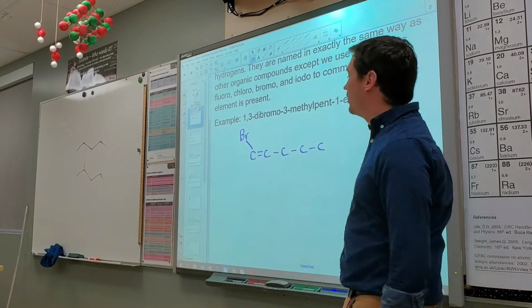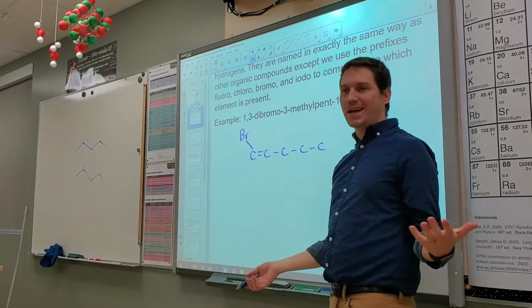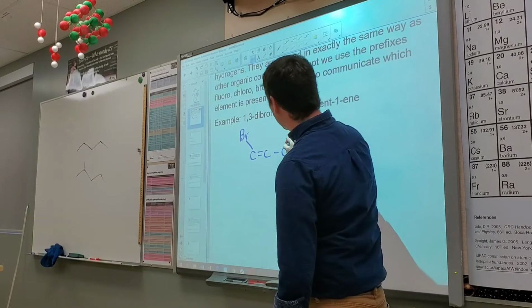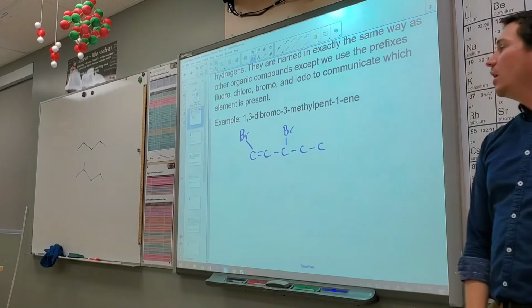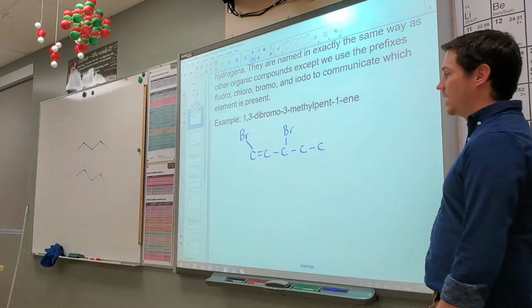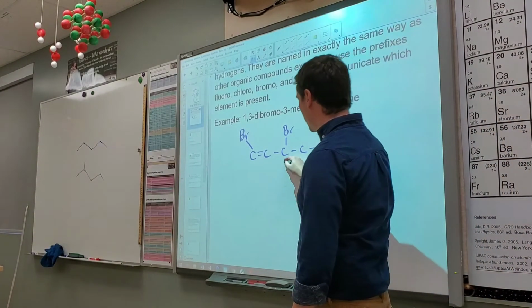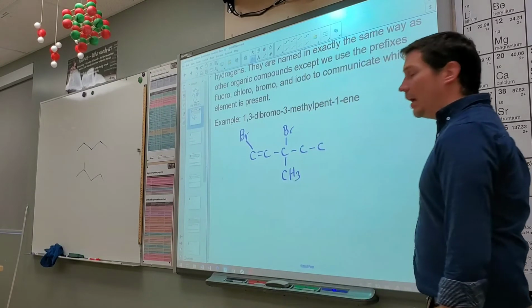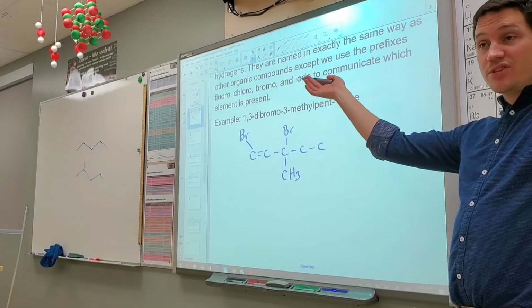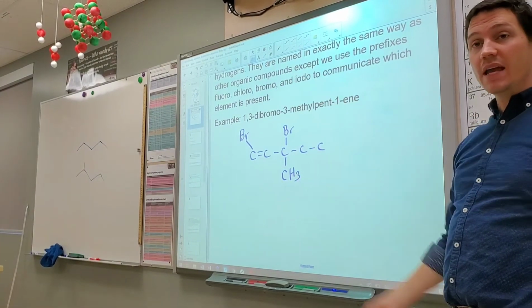What else do we have? Where else do we have bromines attached? Carbon number 3. So I'll put it here. We got a bromine there. And then where's the methyl attached? Number 3 as well. So that's CH3. And then we just fill in the hydrogens like we normally would, right?